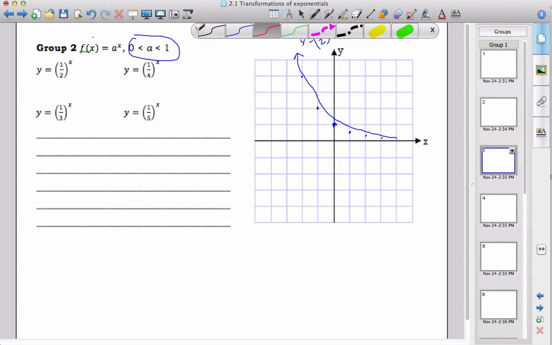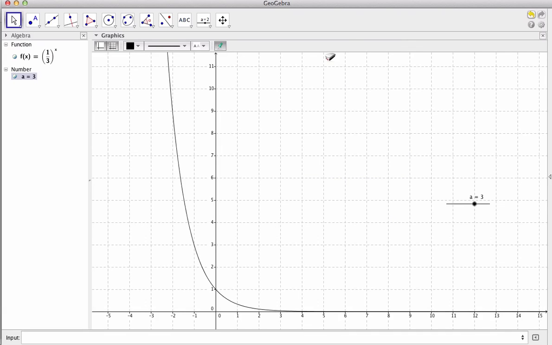So a third to the power of x is again going to have the same y-intercept. Then over here you're going to have 3, and then 9 way up there somewhere, and over here this is a third, and a ninth. So it looks kind of like that. That's y equals a third to the power of x.